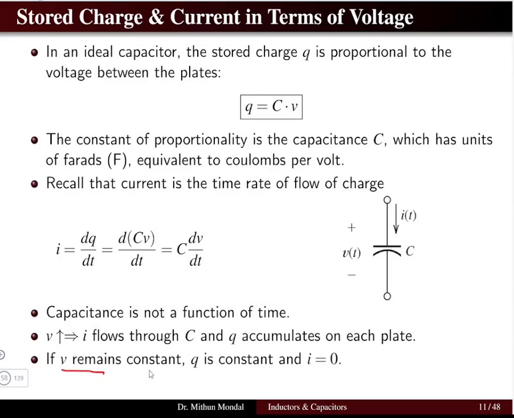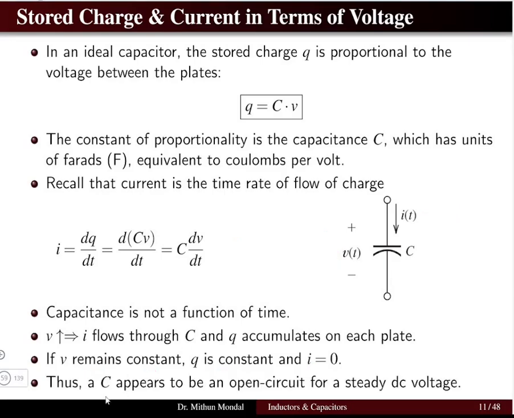However, if the voltage remains constant, what will happen? The voltage is not a function of time, so the charge is also constant and the current will be zero. So this current will be 0 for a DC voltage. When a DC voltage is applied, current will be 0, but the capacitor will charge itself. Thus, a capacitor appears to be an open circuit for a steady DC voltage. Whenever you apply a steady DC voltage, you will see an open circuit for the capacitor. However, it will start charging. Current flow will be 0. This phenomenon is very important to understand, and when we study transient analysis, we will use this again and again.